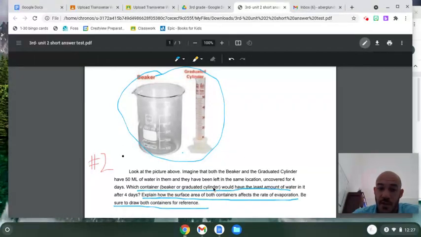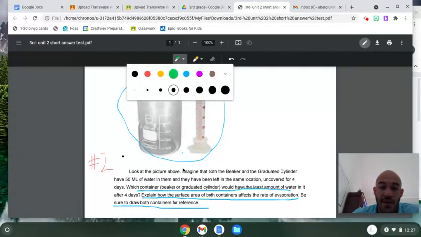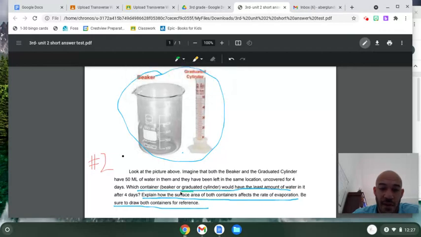All right? So we know that this answer is going to have to involve surface area. We're going to have to talk about the surface area. So when you're drawing your pictures and you're using your pictures as a reference, make sure you talk about and highlight and mention the different surface areas of each container and how the surface areas affect how much water evaporates. And because of that, which container will have the least amount of water in it after 4 days.